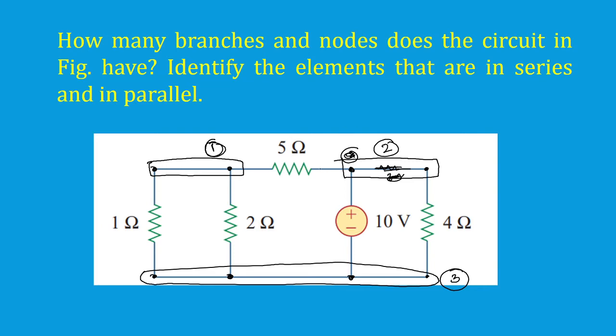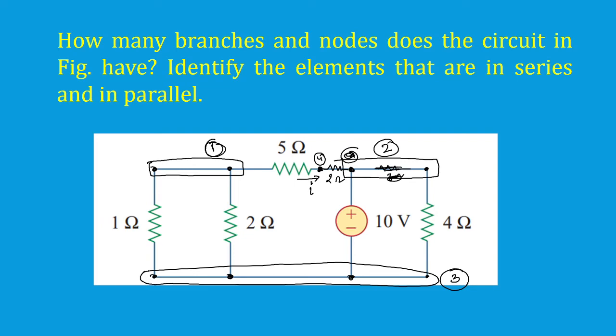If there exists another element like this here, another resistor, let's say again a 2 ohm resistor, then another node can exist here, let's say node 4. Then we can say this 5 ohm resistor and 2 ohm resistor are in series because they are sharing only one single node and the current flowing through them is the same.